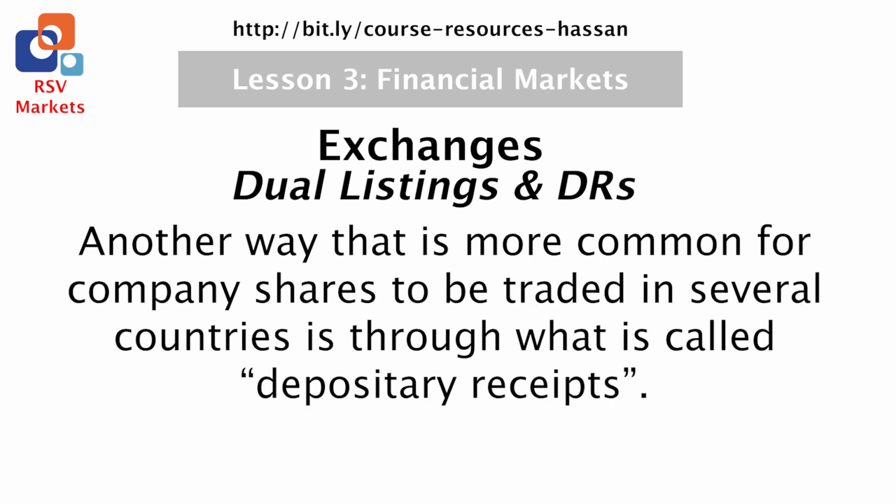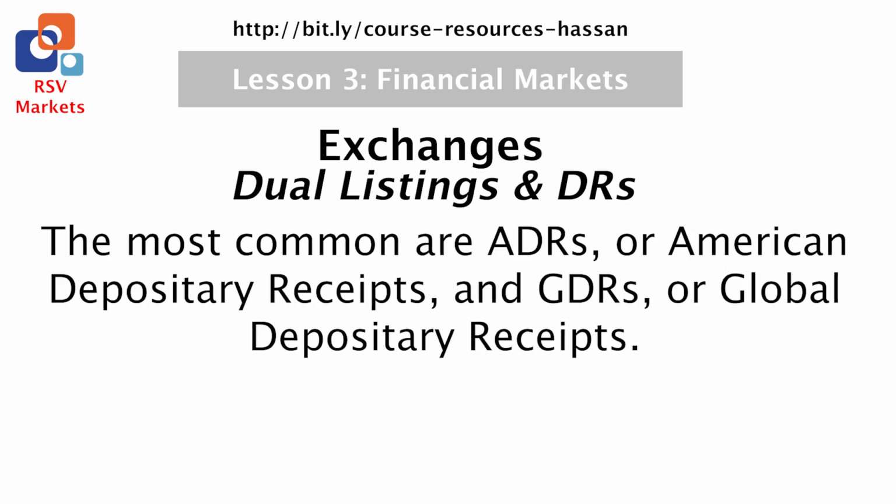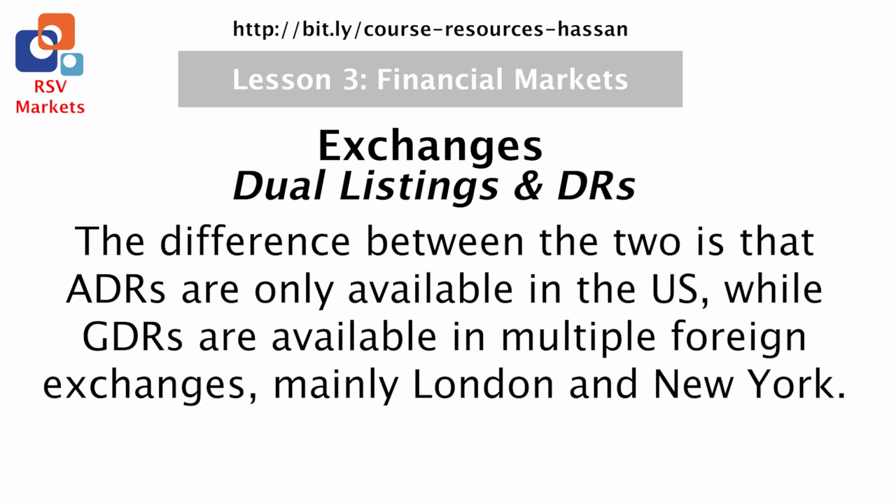Another way that is more common for company shares to be traded in several countries is through what is called depository receipts. These are some of the company's shares that are deposited in a foreign exchange for trading. The most common are ADRs or American Depository Receipts and GDRs or Global Depository Receipts. The difference between the two is that ADRs are only available in the US, while GDRs are available in multiple foreign exchanges, mainly London and New York.